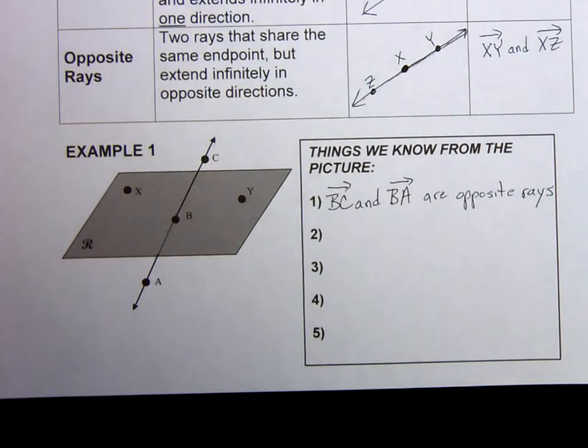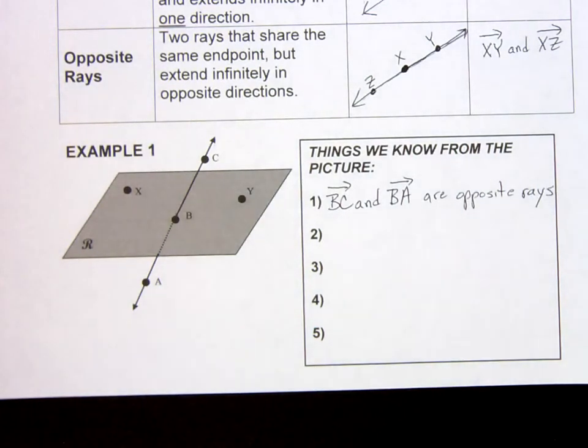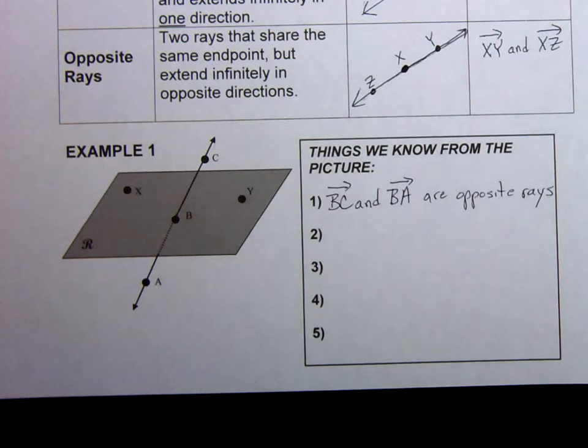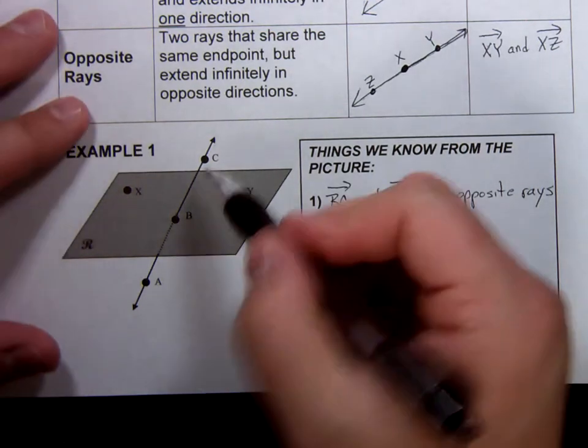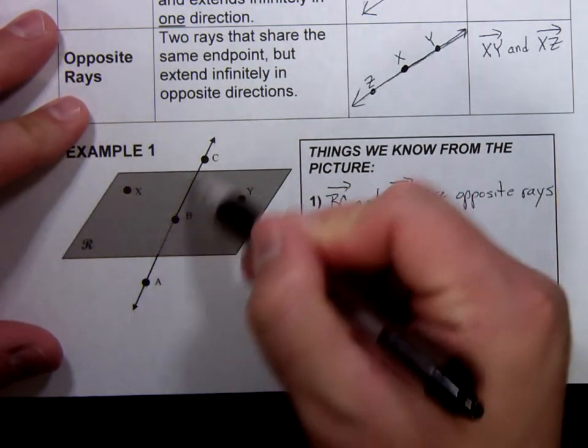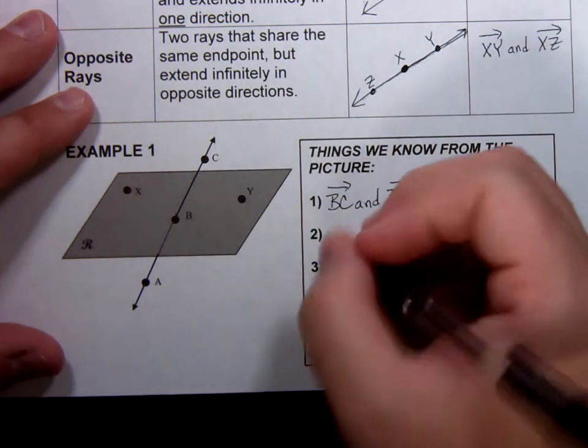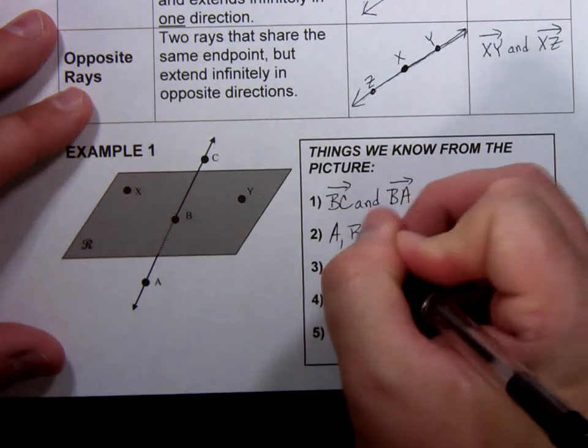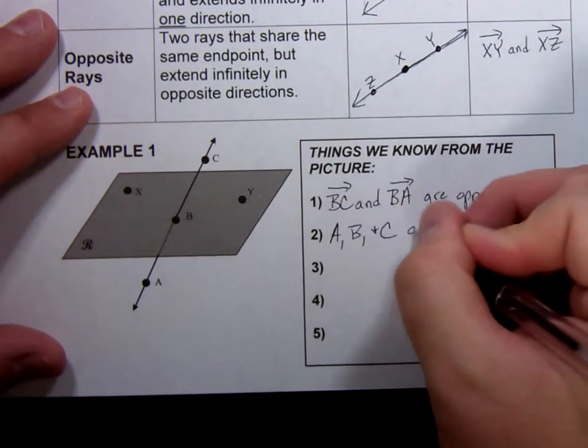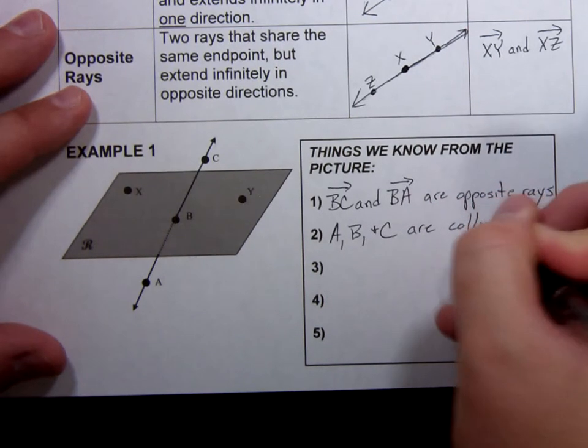Something we talked about last time was collinear and coplanar. How about some collinear points? Points that are on the same line. A, B, and C are all on the same line, right? So A, B, and C, those 3 points, are collinear.